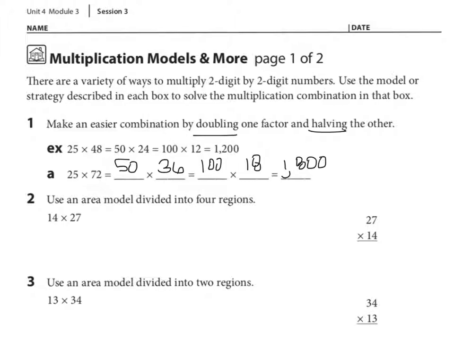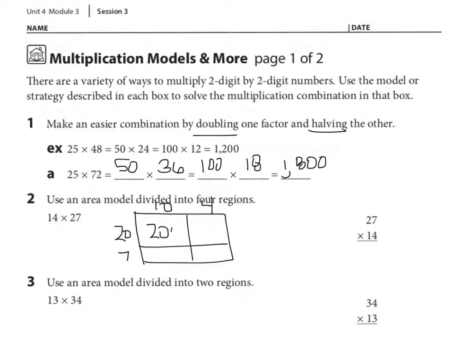Number 2 says use an array model divided into 4 sections to solve 14 times 27. So we use an array. I know 14 can be separated into 10 and 4, and 27 can be separated into 20 and 7. Then I take 20 times 10, which equals 200. 20 times 4, which is 80. 7 times 10, which is 70. And 7 times 4, which is 28.